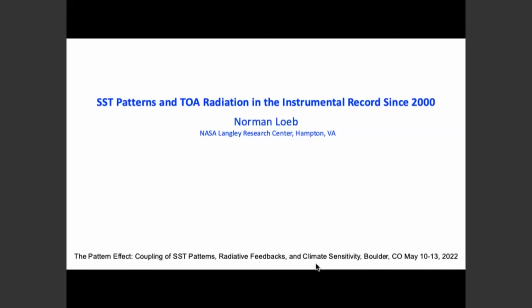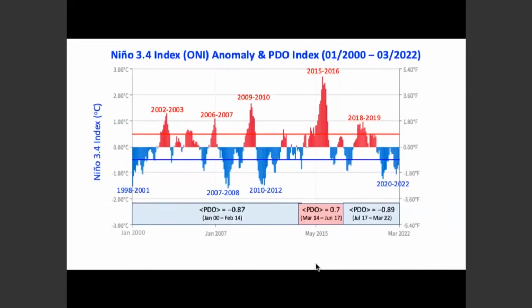All right, so advancing is just this little thing here. Okay. I'm going to talk about top of atmosphere radiation. I'm going to be focusing on the CERES record primarily since 2000. So just to put this period into context, I look here at two variables that arguably have a large connection to patterns of sea surface temperature, the Nino 3.4 index and the Pacific Decadal Oscillation.